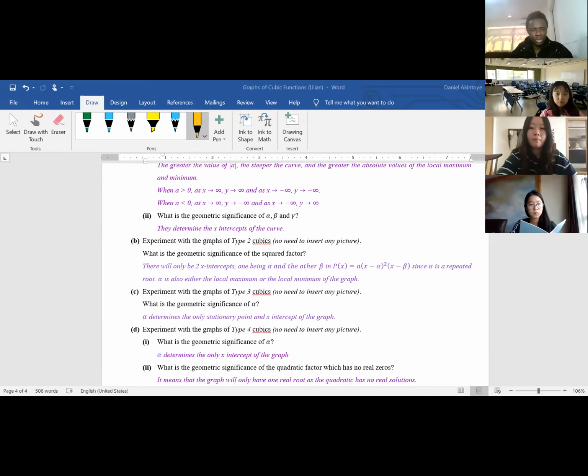Look at this. What is the geometric significance of alpha? Alpha is the only point where it crosses, like she said, that's right. In this case, it is now on the quadratic factor with no real roots. This factor ensures that the graph doesn't touch at any other point other than the one that we already have. Do you understand my point here?